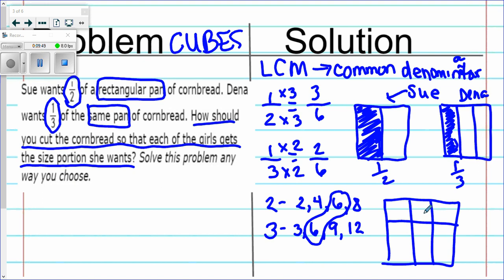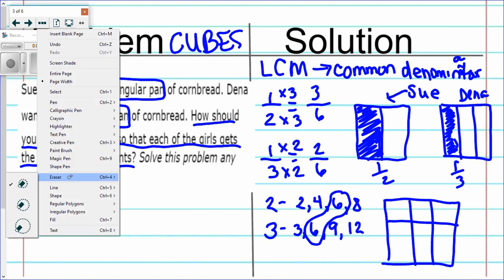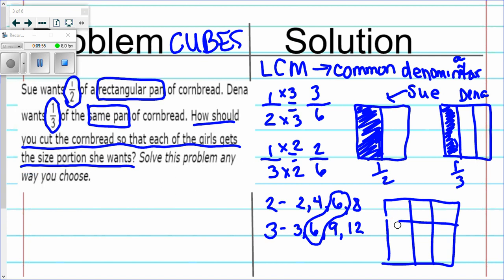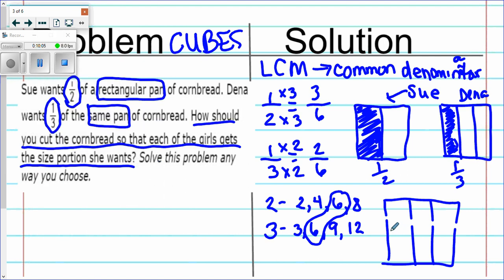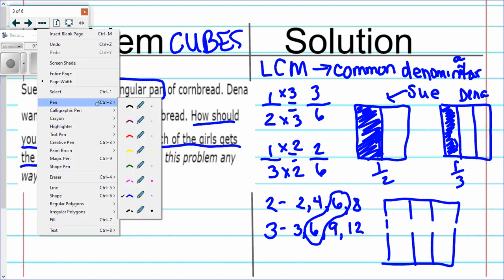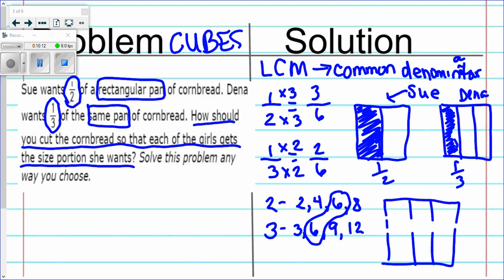Oh, I kind of messed up my line there. Let's do a little erasing. Oop, I don't want to erase our line. Let me make my line again. Okay. So I have divided this pan of cornbread into 6 equal pieces.